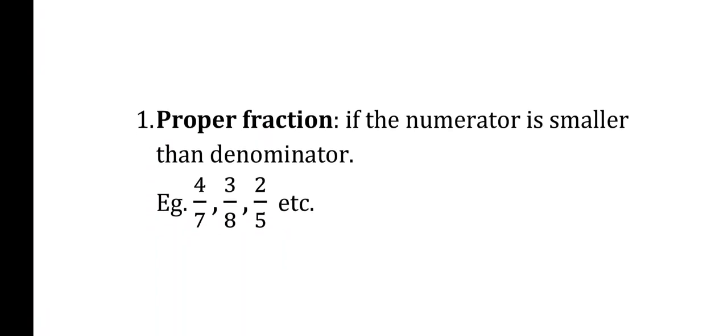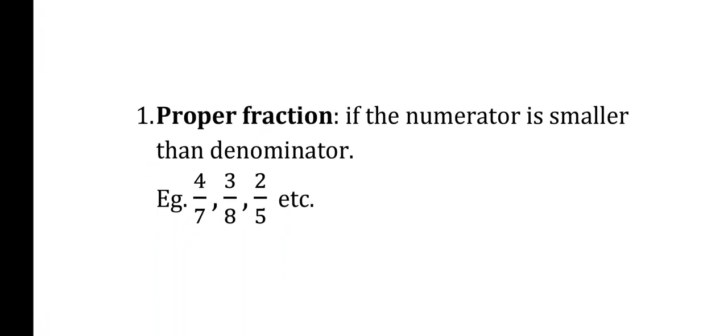Namely, the first one is proper fraction. If the numerator is smaller than the denominator, then we call it a proper fraction. So here 4 by 7, 4 is smaller than 7. So if the numerator is smaller than the denominator, then it's a proper fraction. So 4 by 7, 3 by 8, 2 by 5, all these are examples of proper fraction.